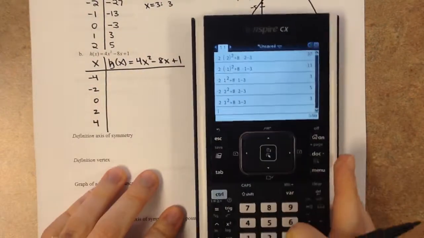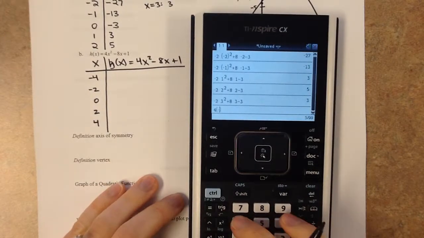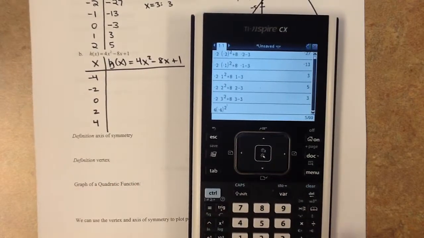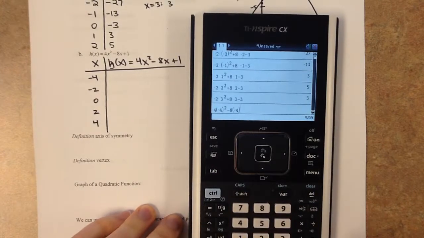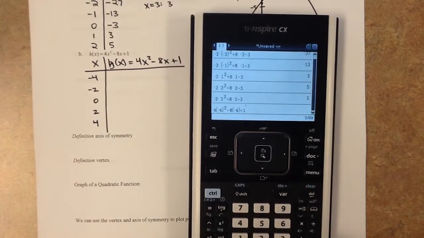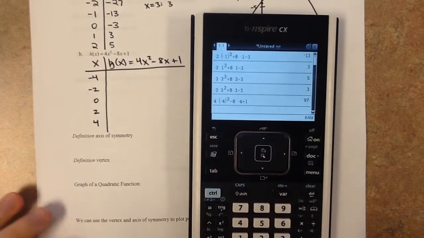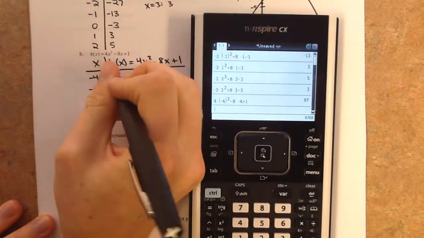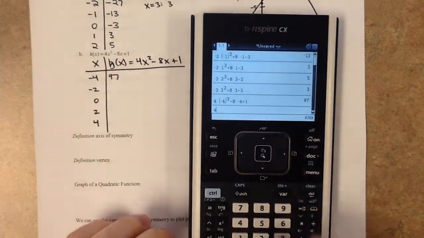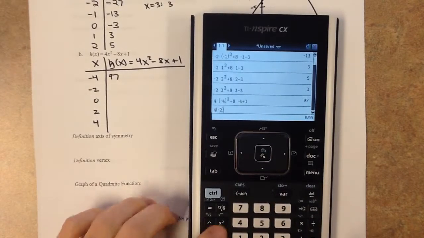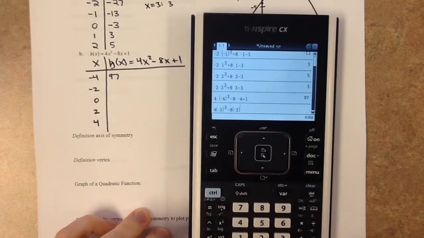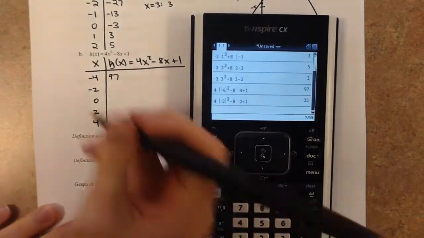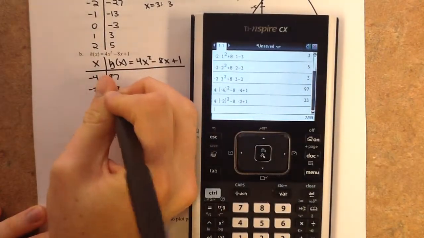So we're going to plug these values in again. So 4, and then I plug in my -4 squared, minus 8 times -4, and then plus 1, and I hit enter. So I get 97. All right, that's going to be fun to plot. Maybe we won't. And then 4 times, then I plug in the -2 squared, minus 8 times -2, and then plus 1. That gives me a 33.